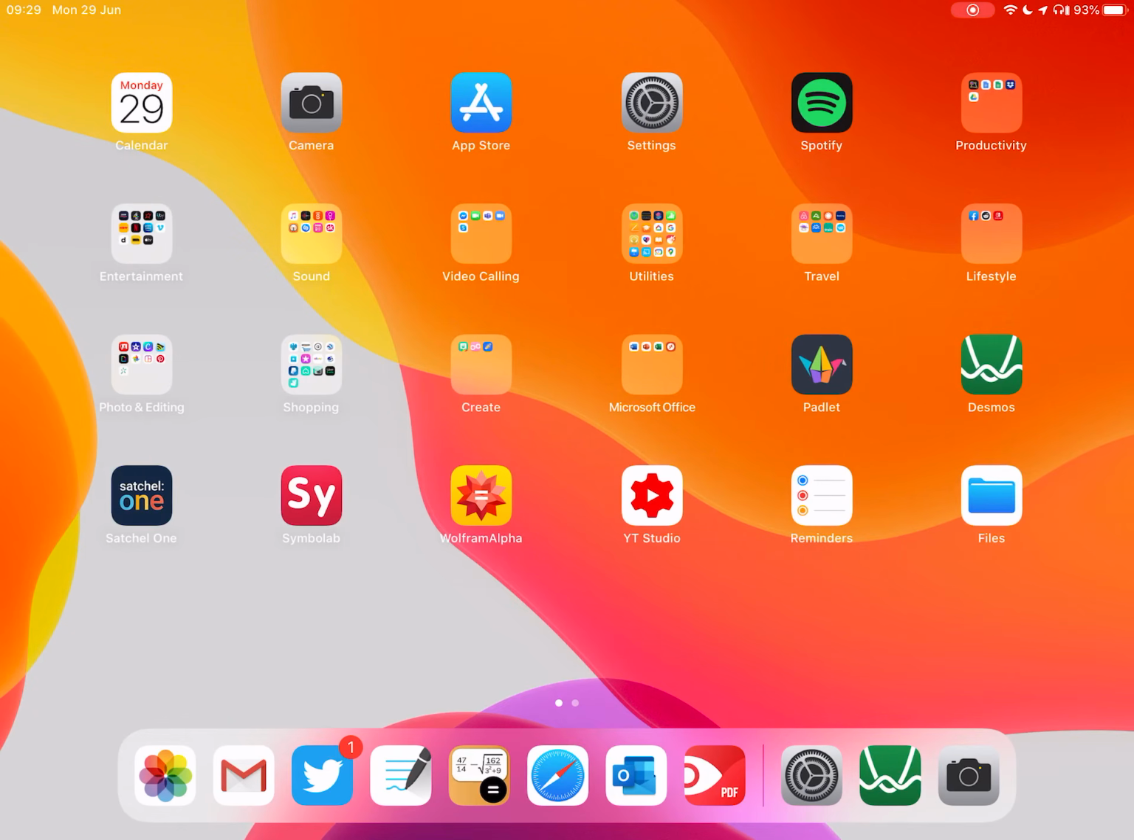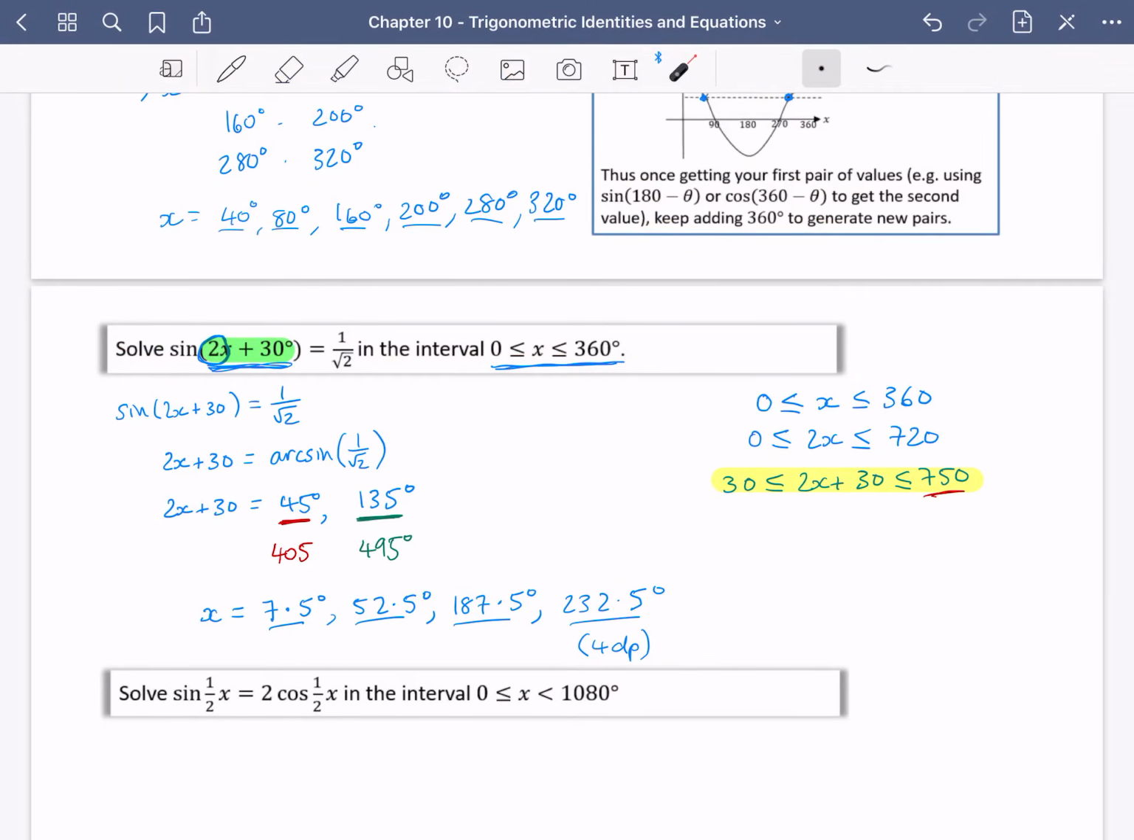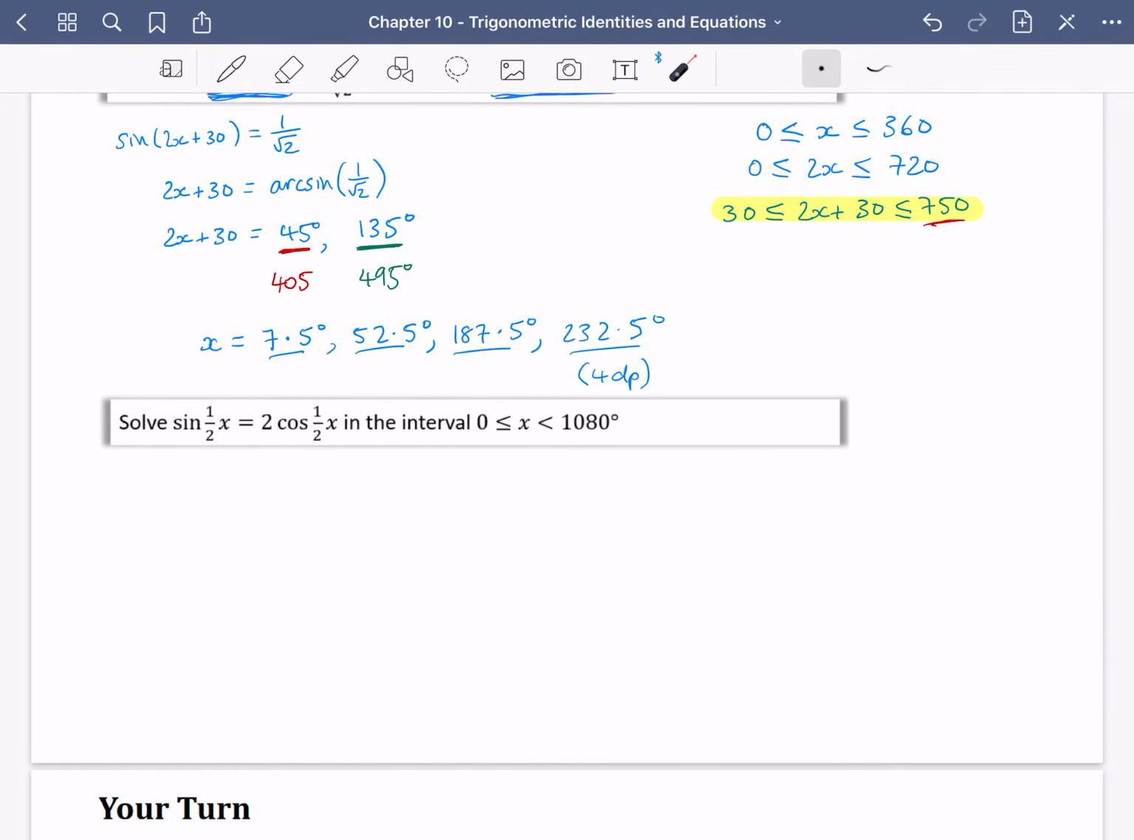Okay, so let's just go back to GoodNotes. I'm going to try one more question, and then you're going to have a go at doing one yourself. So this time the argument is a half x, but the range is over here. So I'm going to write my range. Currently my range is that x is between 0 and 1080 degrees, but I want my argument to be a half x. So I'm going to half all of these values.